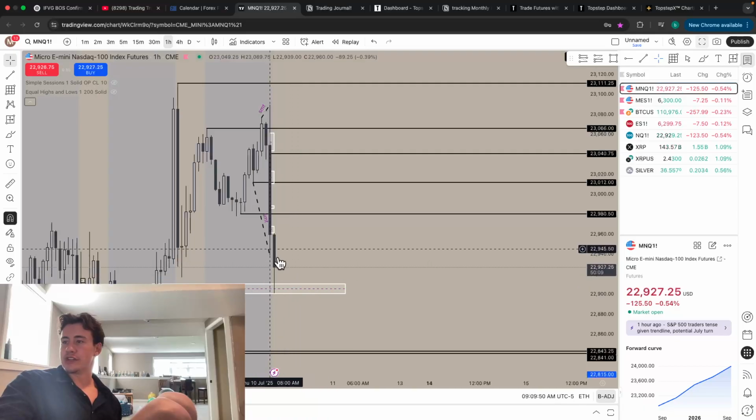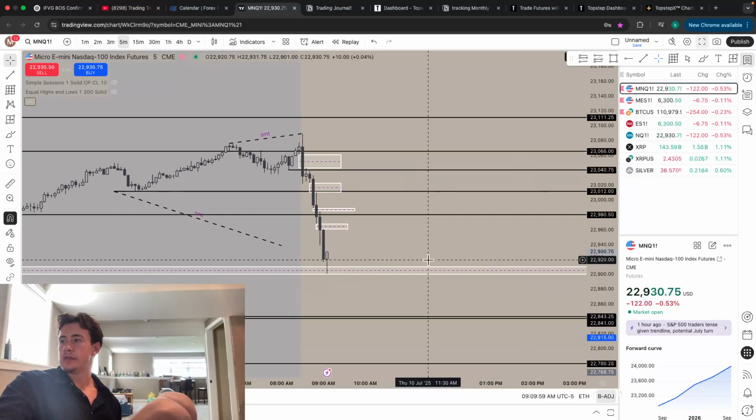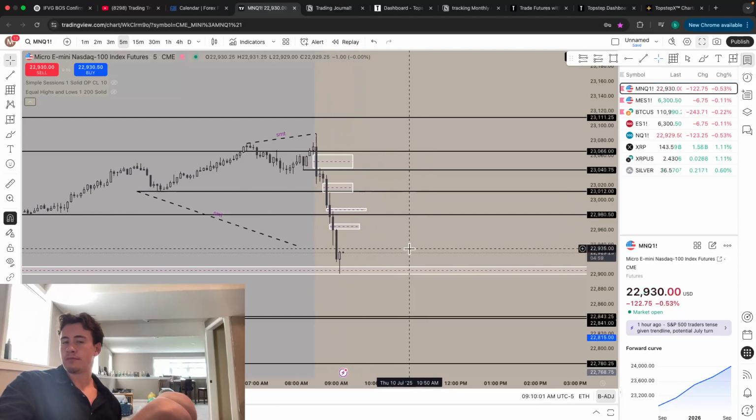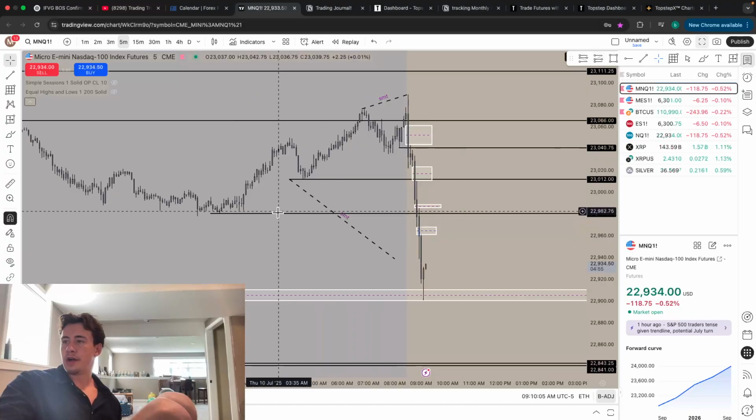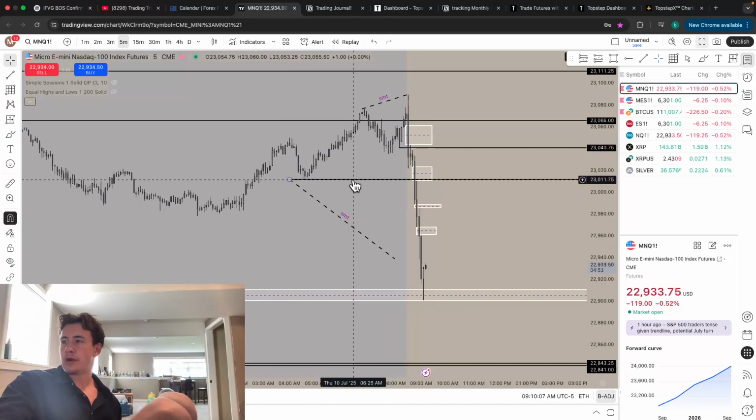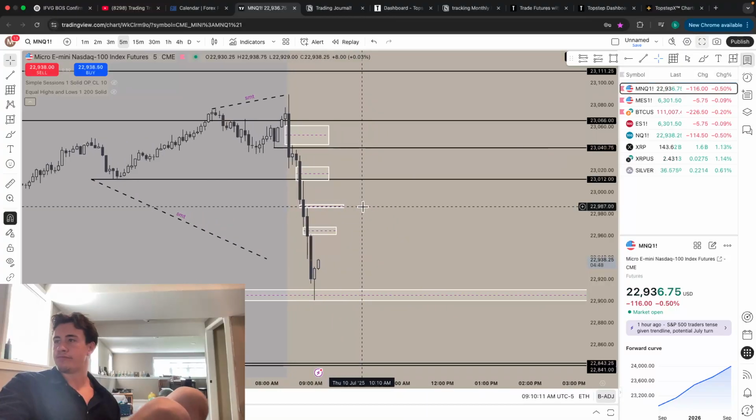Yeah, we're really rejecting off this gap right now, but like I said, this is a 1 hour. It can literally just come all the way back down. But if we go to the 5 minute, that means we're pushing up. Holy mess of a chart. I'll get rid of this though. I'll keep that just to keep that SMT in mind.